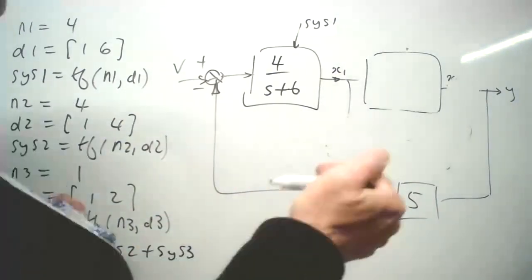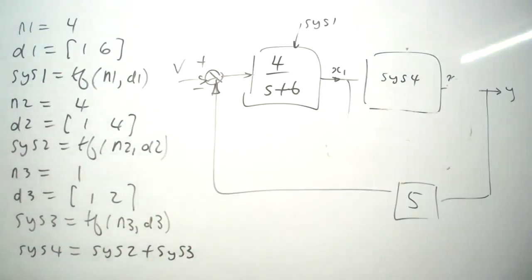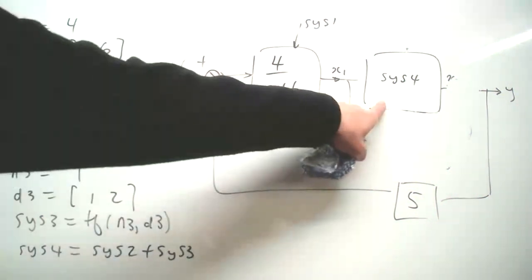I've got something new here now called sys4. No, we don't ignore the 5. We haven't got to the 5 yet. Give me a chance. So now, next thing we have to do is multiply this by this.